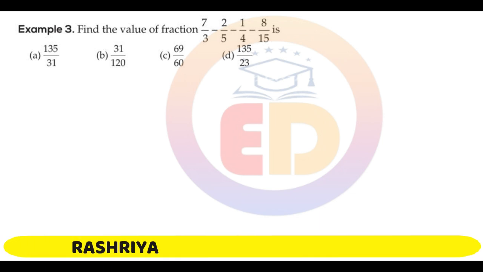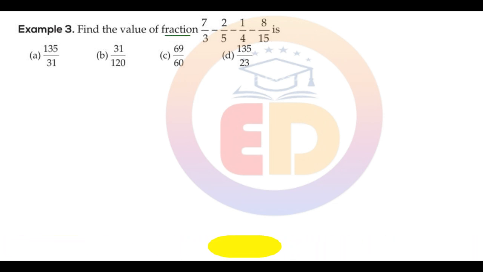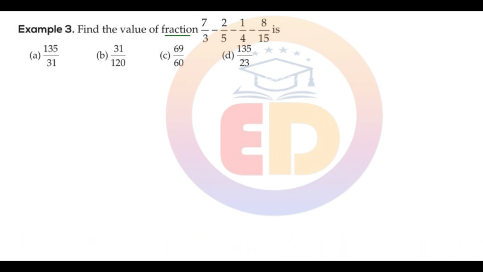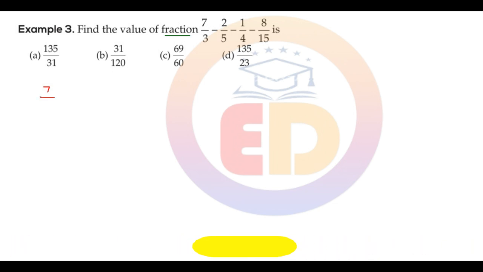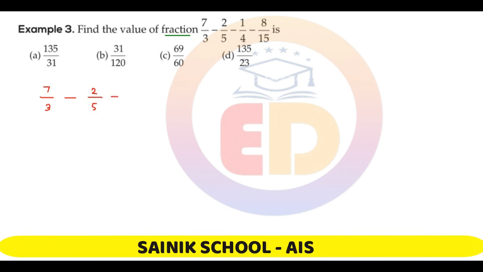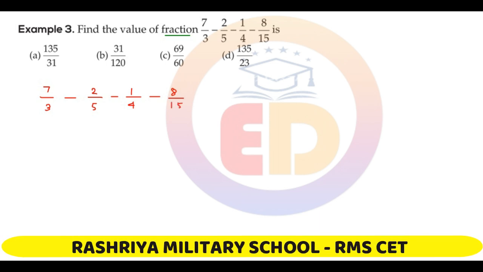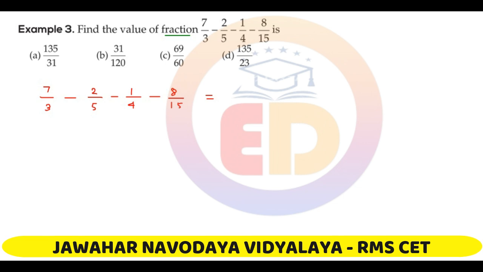Question says to find the value of the fraction 7 by 3 minus 2 by 5 minus 1 by 4 minus 8 upon 15. All these fractions we have to subtract. So what we will do is convert these fractions to like fractions, where we have to make their denominators the same.